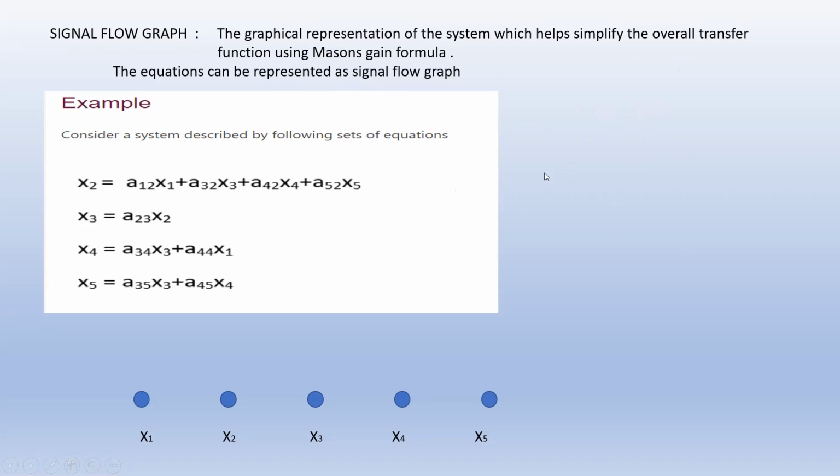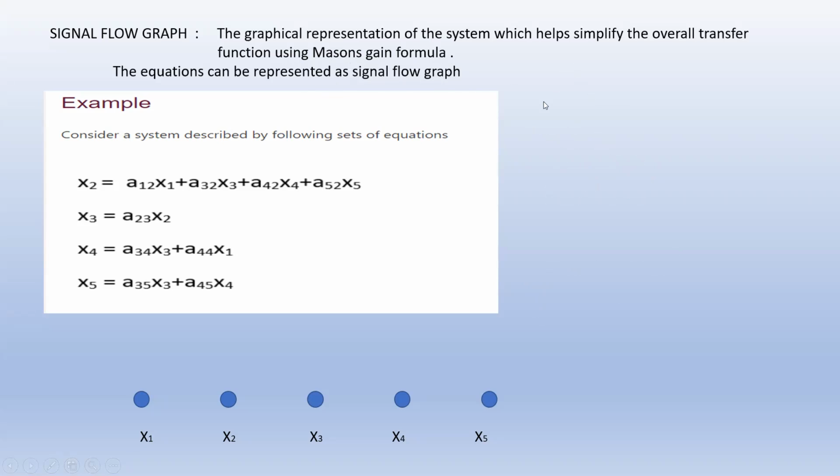The electrical signal which is fed into the system flows continuously throughout the system, thereby giving us the output. In a similar fashion, the signal flow graph shows how the signal flows throughout the system, and thereby we can calculate the overall transfer function using one formula called Mason's gain formula.